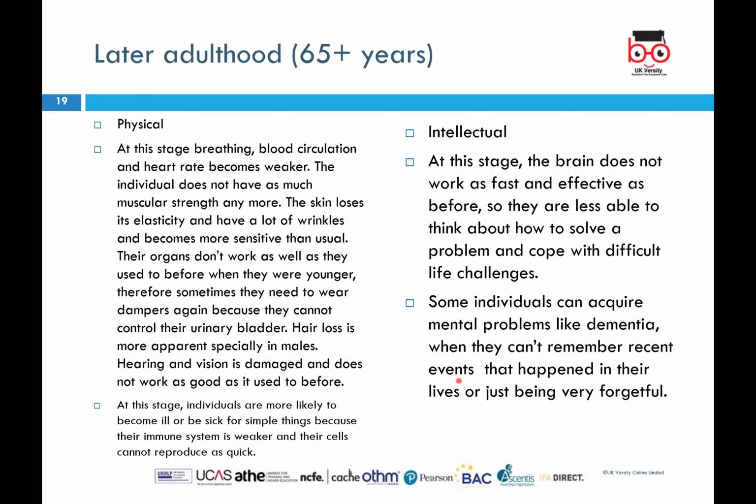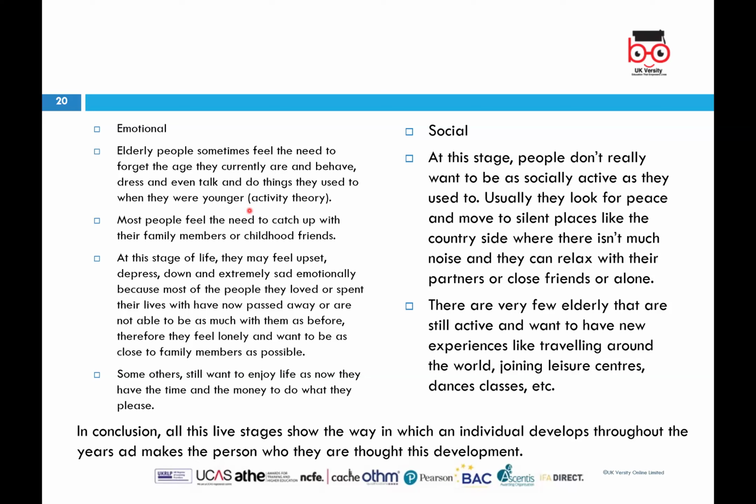They have emotional changes as well. Elderly people sometimes feel the need to forget, they forget things. So dementia is there. They talk and do things they used to do when they were younger. They feel the need to forget the age they currently are, and they behave as young people. That is the activity theory. There are different theories that have been put up by scientists. So this is the activity theory in the emotional aspect of late adulthood.